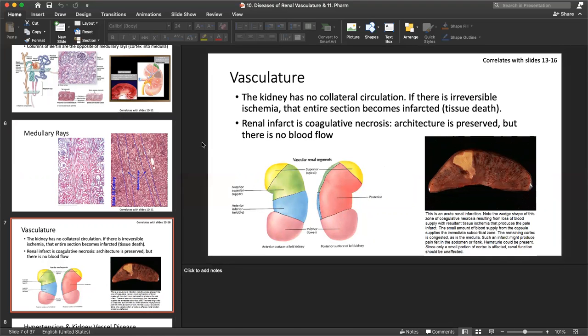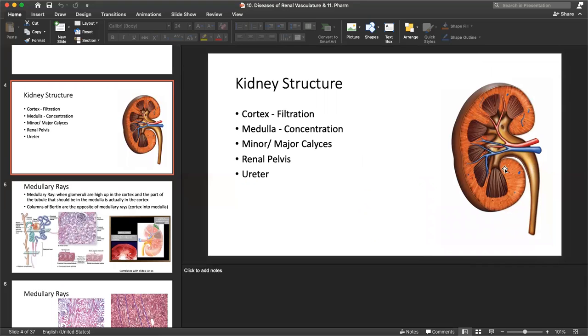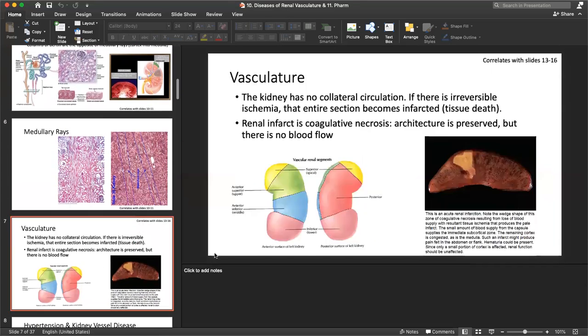Vasculature. So the kidney doesn't have any other circulation besides the arterioles right here and venules. Like other things in the body, if there's collateral circulation, if one vessel is blocked and can't supply blood, then another vessel takes its place and provides blood to that area. But the kidney is not like that. If there's irreversible ischemia, we can't fix it, then the whole section becomes infarcted. This right here is dead tissue where that's happened. It's going to be a coagulative necrosis, so the architecture will be there, but there's not going to be any blood flow. You can see that it's a wedge shape from that coag necrosis, and it'll be pale.